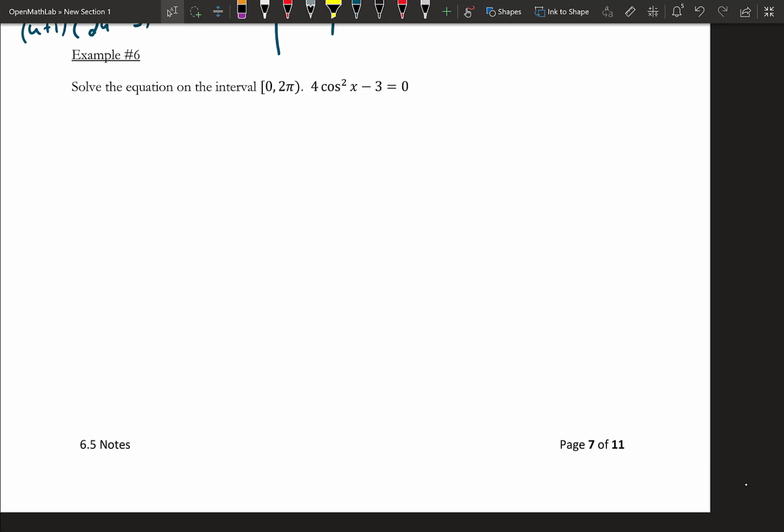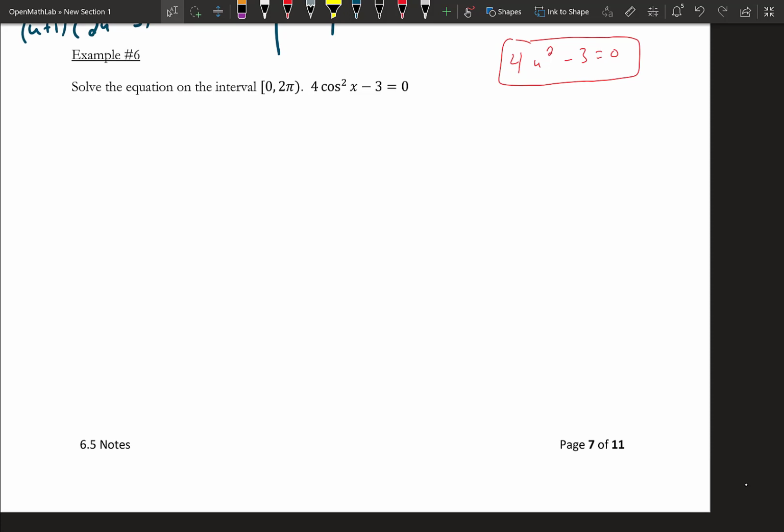All right, so example 6, we have another one here. We want to solve the equation on the interval 0 to 2 pi again, but we have 4 cosine squared of x minus 3 equals 0. Notice that I could solve this kind of like 4u squared minus 3 equals 0. You would probably just add 3 to both sides, divide by 4, and then take the square root to get u by itself. There's no real need to factor anything there.